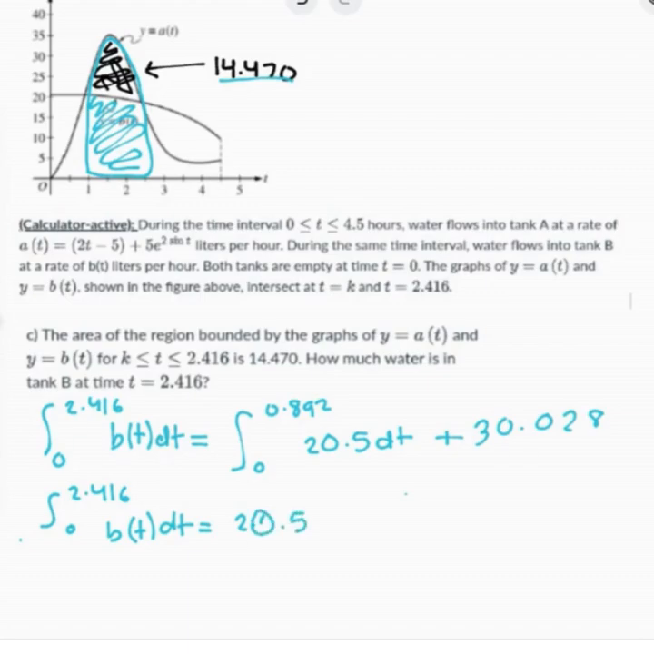Once we add these together, the amount of water at time t equals 2.416 in tank B is equal to 48.314 liters of water.